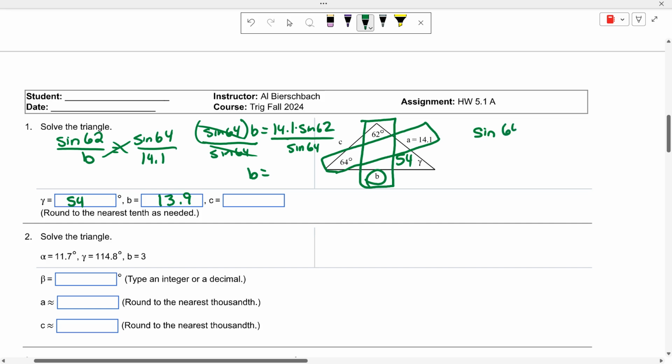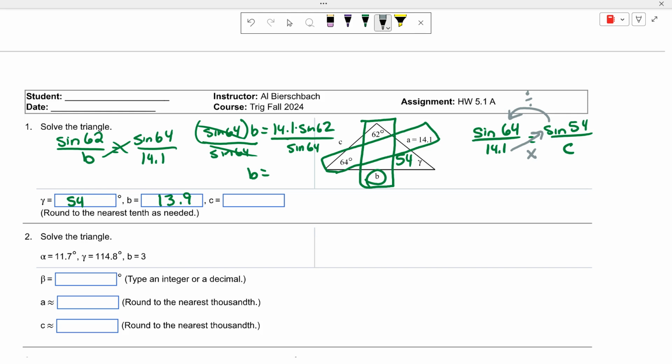So the sine of 64 over its opposite side, 14.1, equals the sine of 54 over its opposite side, c. Now, instead of doing the long process here, we want to know what c is, right? Take this times this divided by this. One more time on that. This times this divided by that. And that'll figure out c for you. So what is c going to be? 12.7.